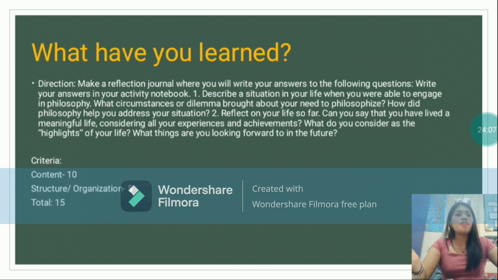Okay, now let's proceed to another activity. Now, based on what you have learned, you will be making a journal. A reflection journal. Okay, so here's the direction. Make a reflection journal where you will write your answers to the following questions and write your answers in your activity notebook.